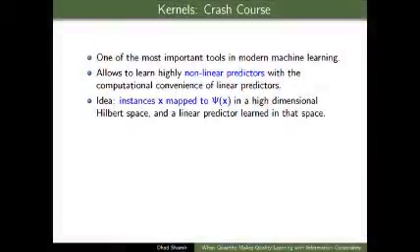So kernels is really one of the most important and revolutionary developments in modern machine learning because it allows you to learn predictors which are very, very nonlinear while retaining the computational convenience of linear predictors. And the idea is that you take your instances and you map them with some feature mapping psi to some high-dimensional Hilbert space, some inner product space, and learn a linear predictor in that space. And I think the best way to illustrate it is visually.